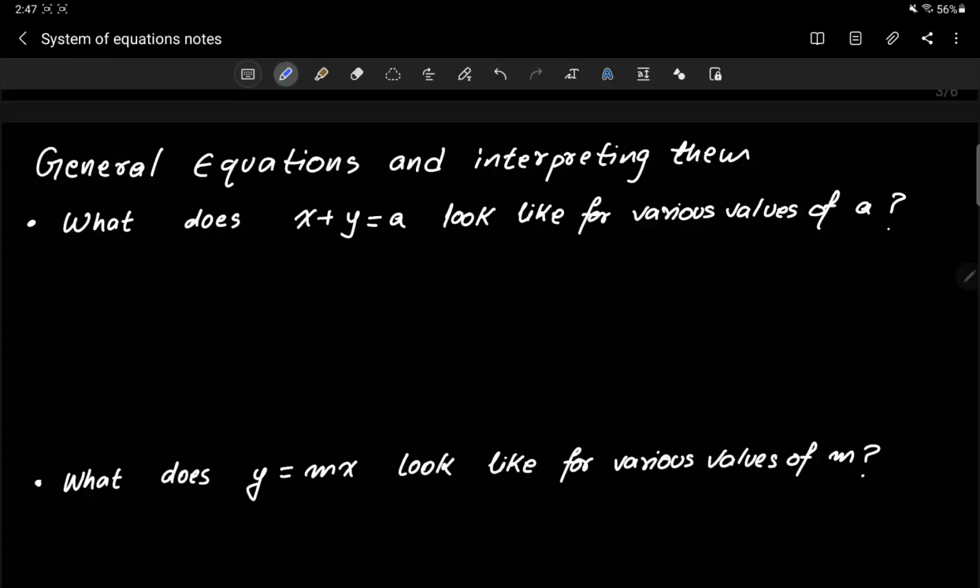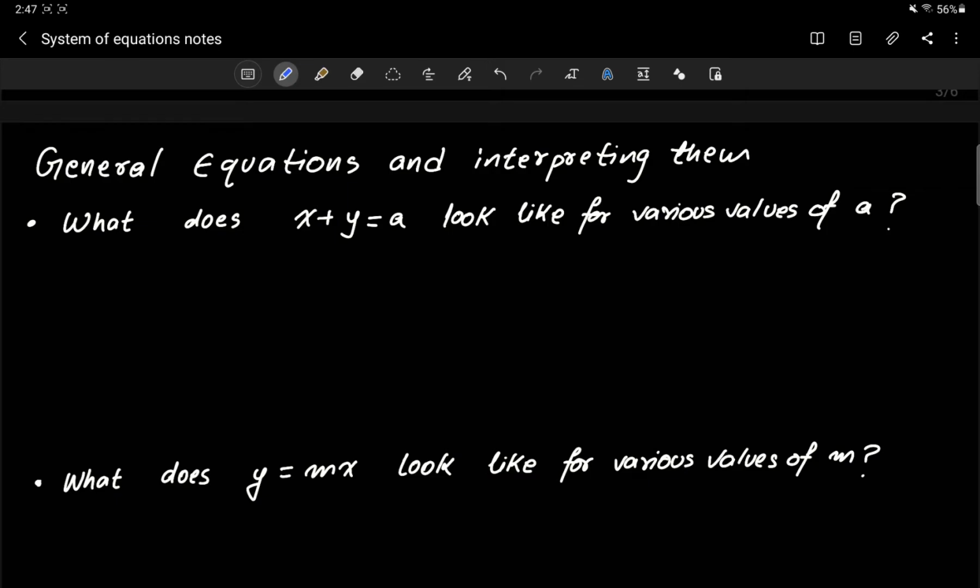In this video, we're going to look at some general linear equations and interpret what they look like, what it means to vary parameters, and look at all possible forms that these equations can take. So one of the questions that I left on the notes for you to think about before the video is, what does this equation x plus y equals a look like for various values of a?